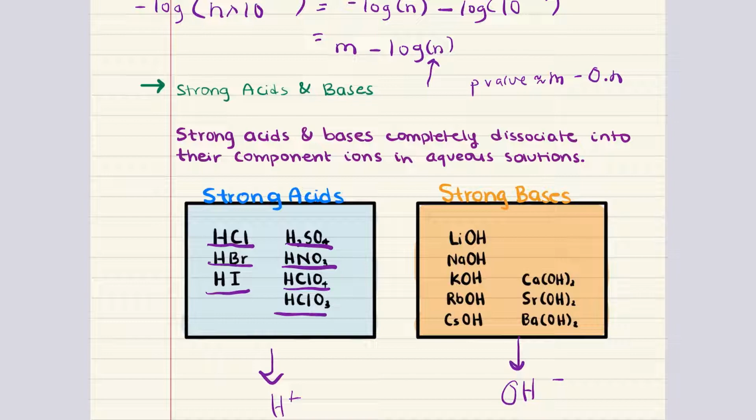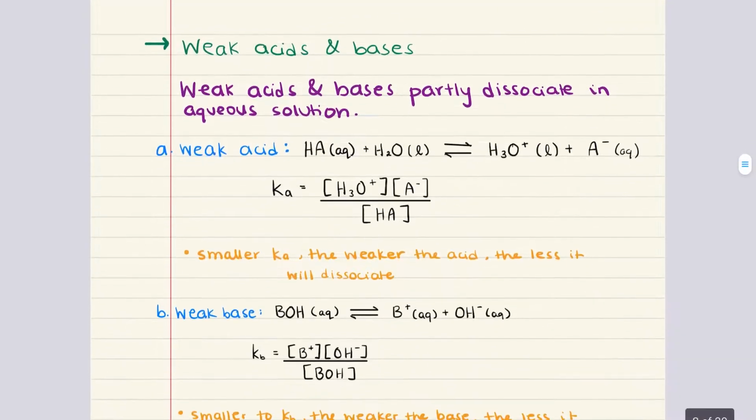For the strong bases, this includes lithium hydroxide, sodium hydroxide, potassium hydroxide, rubidium hydroxide, cesium hydroxide, and calcium hydroxide, strontium hydroxide, and finally barium hydroxide. These are our strong acids and bases. What about weak acids and bases?